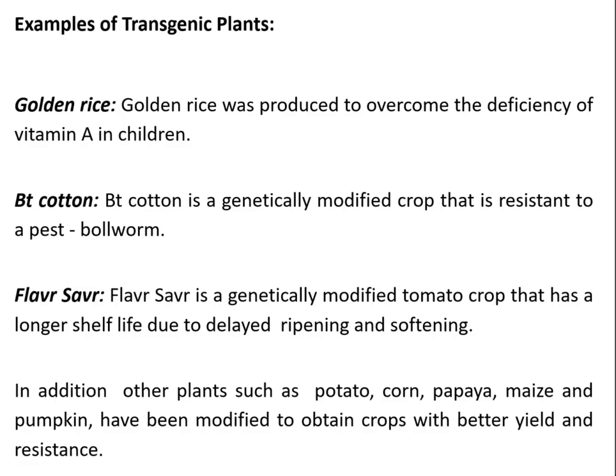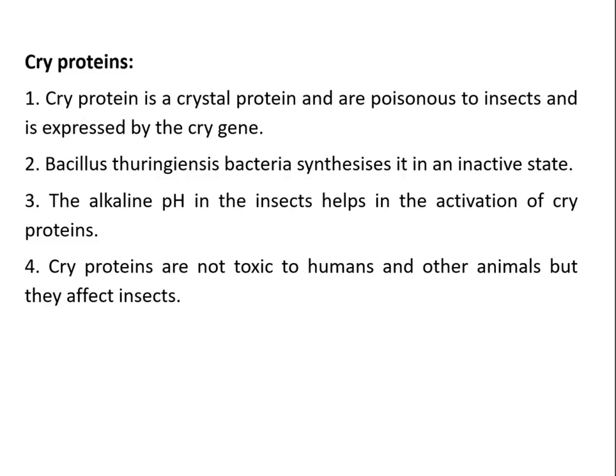The following are some of the examples of transgenic plants: golden rice, Bt cotton, flower sour, and in addition to these plants, potato, species of potato, species of corn, papaya, and some species of maize and pumpkin also have been modified as transgenic plants in order to obtain increased yield, and also resistance to diseases, and also to have high commercial value in order to help the grower. This is all about the transgenic plants.